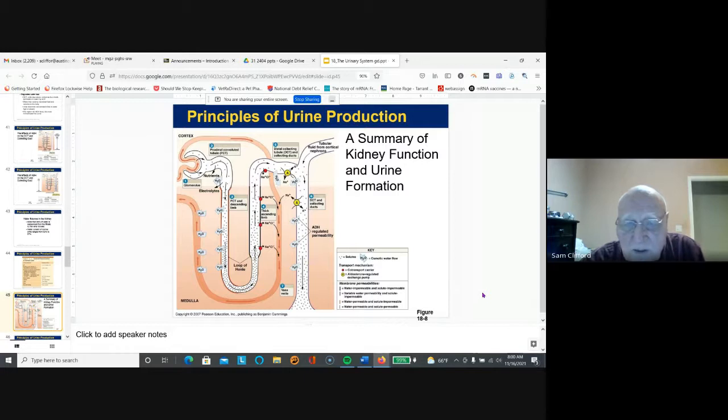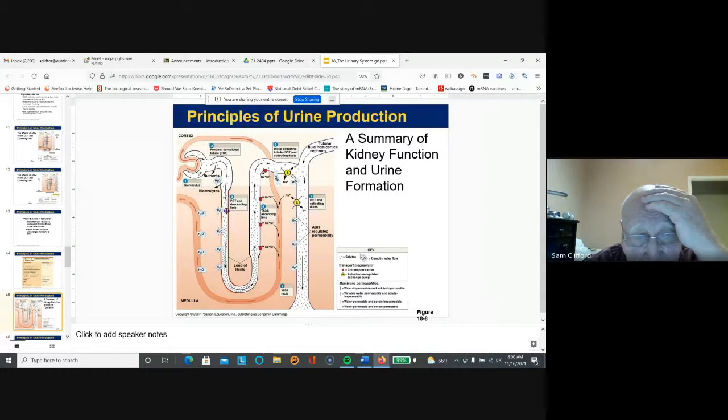Okay, so kidney function and urine formation. This is a little small, but you'll be able to look at this PowerPoint. So the glomerulus is where blood enters the blood vessels of the renal capsule. There's filtration. Proximal convoluted tubule is going to reabsorb water and reabsorb things like glucose and amino acids and sodium and chloride and potassium, some potassium bicarbonate.